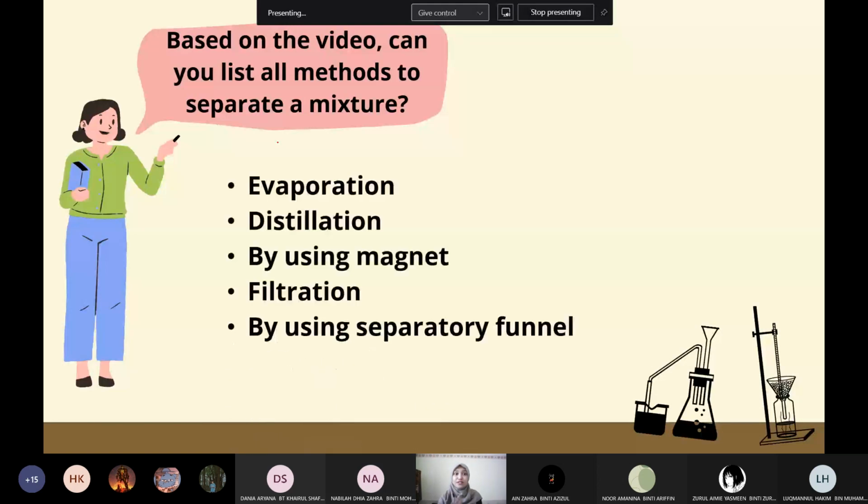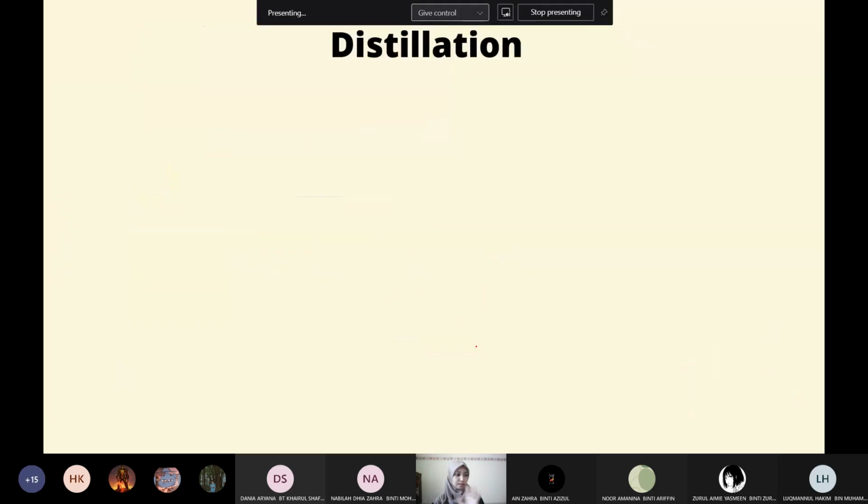Okay, so from the video, these are the method list: evaporation, distillation, separation using magnet, filtration, and separation using separatory funnel. So this is from the video. Okay, never mind. So we go to the next. We're going to learn in detail about each of the methods.